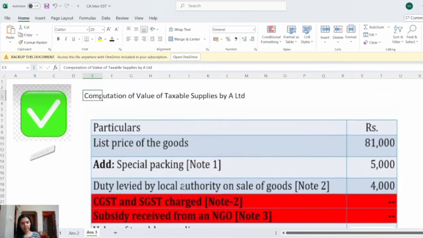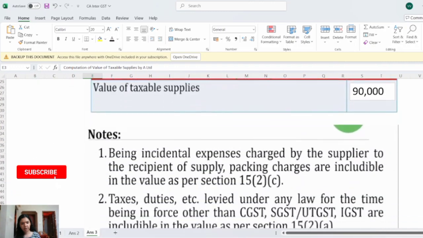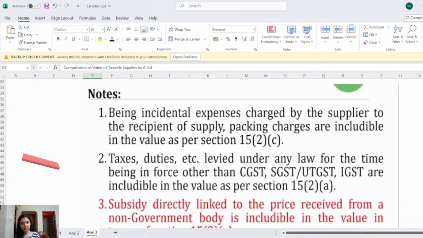Then add duty levied by local authority on sale of goods, note 2, rupees 4,000, and CGST and SGST charged. This is also as per note 2, no treatment, so this is 0. And here note 2 clearly says: taxes, duties, etc. levied under any law for the time being in force other than CGST, SGST are included in the value as per section 15(2)(c).